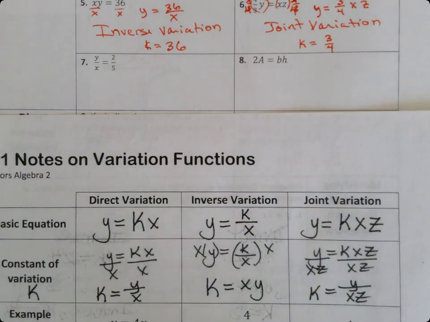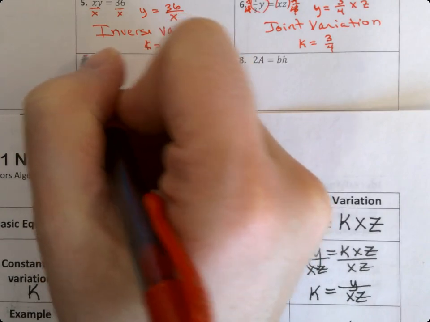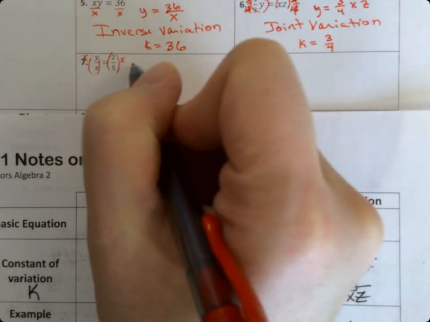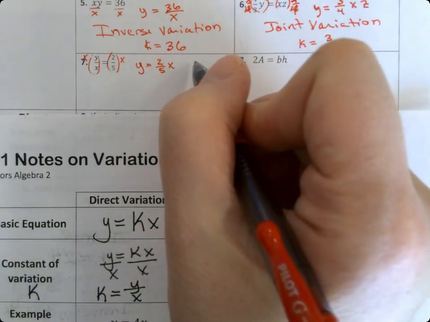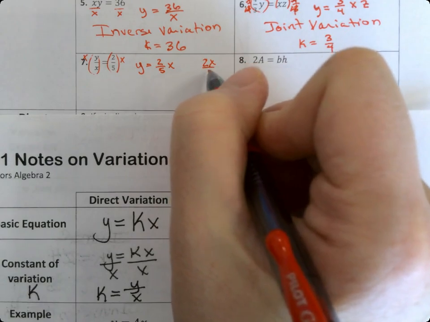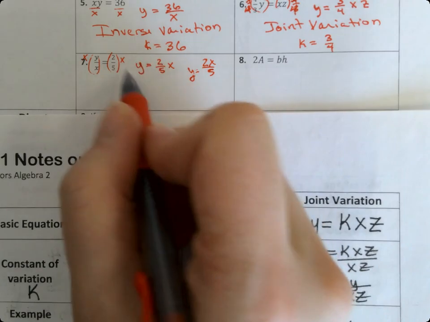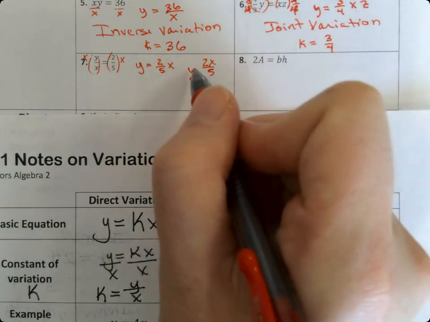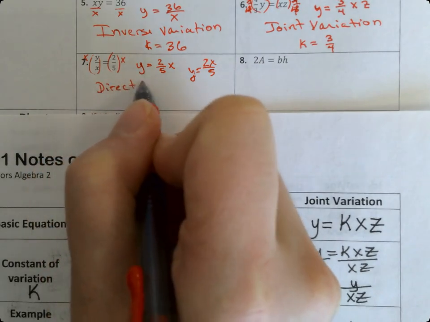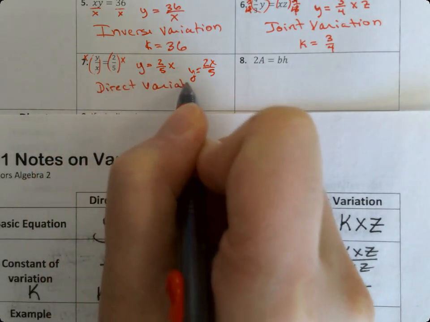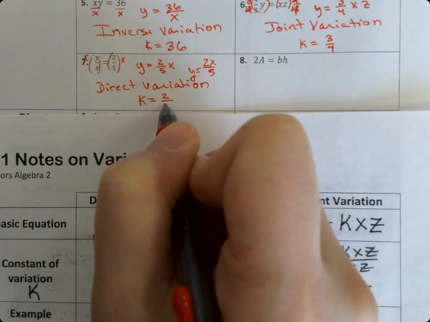What do you want to do in number 7? Yeah, if I need to get the x out of there, I'm going to multiply out the x to both sides. Now, I'm going to write this as y equals 2/5 times x, but you could also see it as 2x over 5. You just can't have the x in the denominator. So this would be what? This is a direct variation. And what is k? K is 2/5.